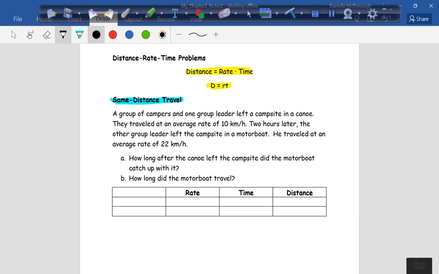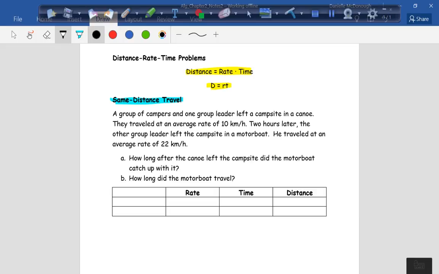So this one says, a group of campers and one group leader left a campsite in a canoe. They traveled at an average rate of 10 kilometers per hour. 2 hours later, the other group leader left the campsite in a motorboat. He traveled at an average rate of 22 kilometers per hour. How long after the canoe left the campsite did the motorboat catch up with it? And then how long did the motorboat travel? So there's 2 questions that it's asking us to answer.